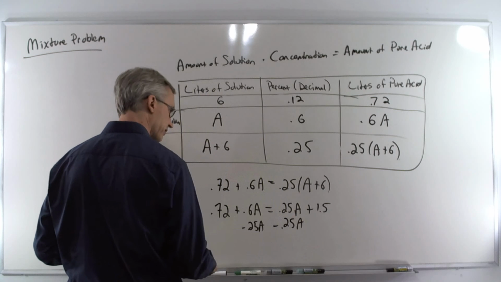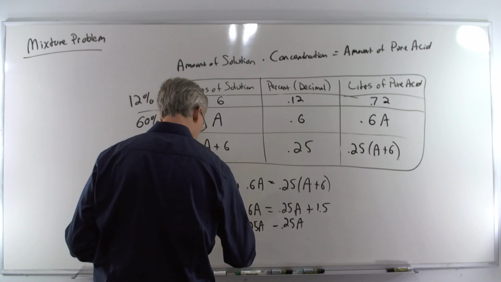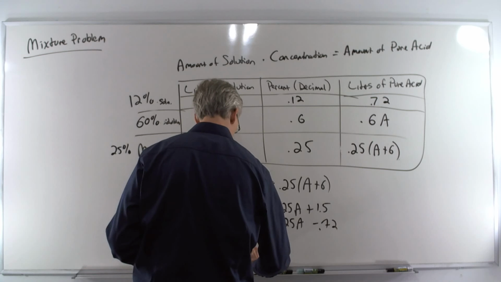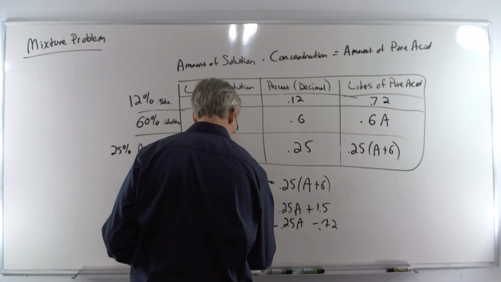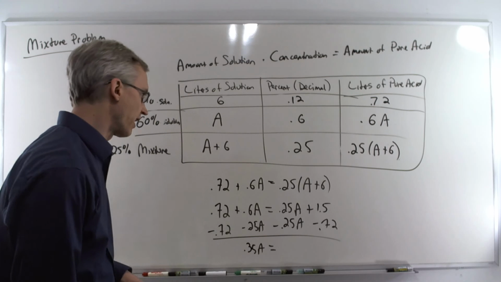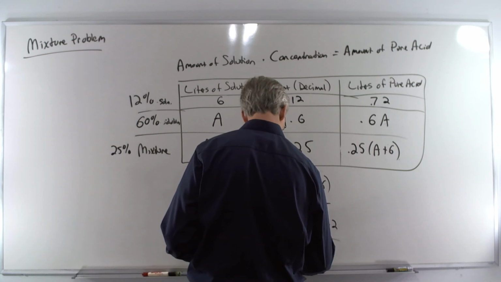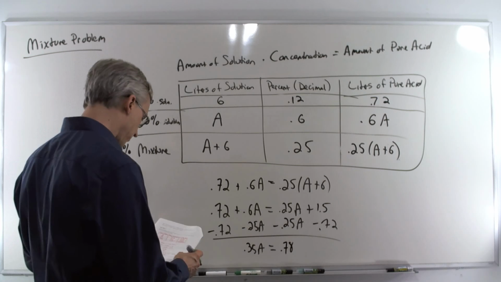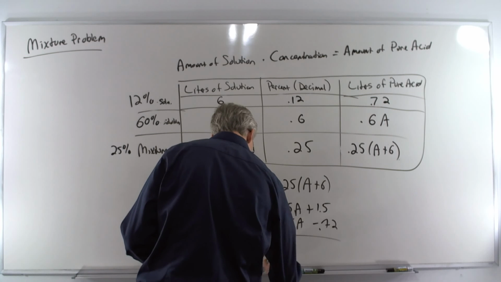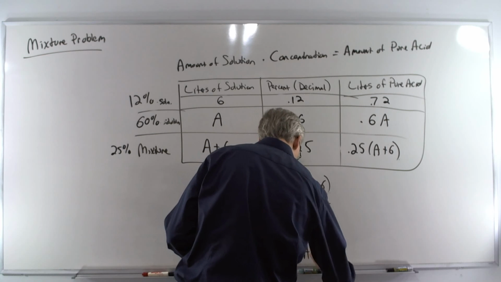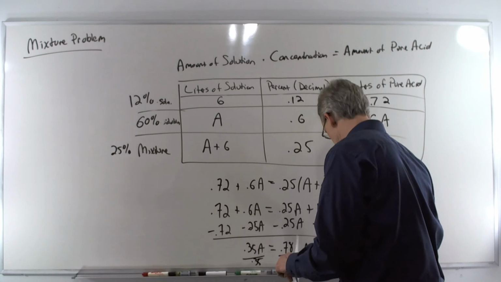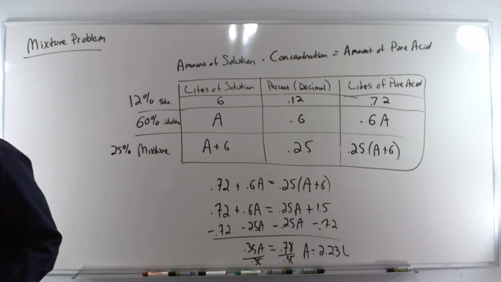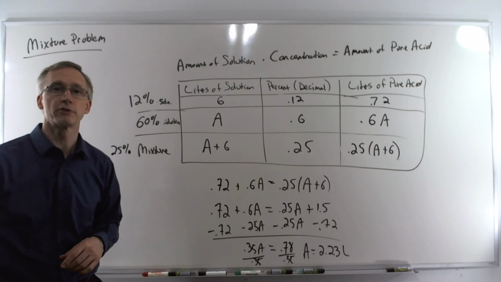Can move the A's to the left and the numbers to the right. All right, so that gives us 0.35A equals 0.78. Divide both sides by 0.35. And A equals 2.23 liters. So we're going to need 2.23 liters of the 60% solution.